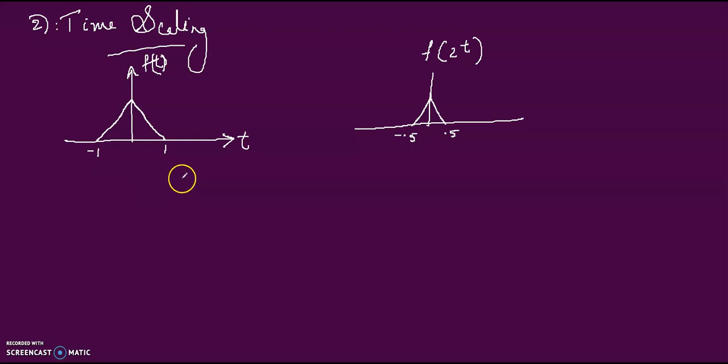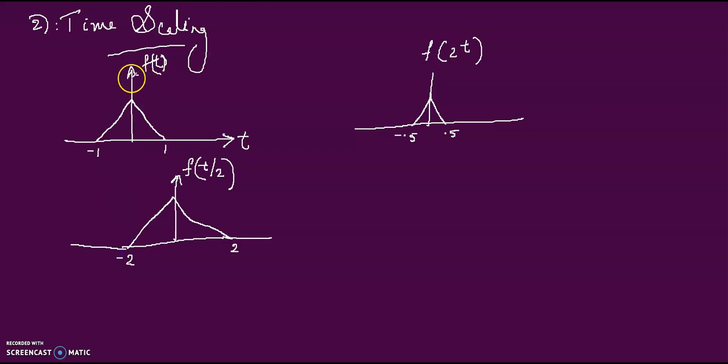And if we want to represent f of t by 2, with respect to this f of t, we can draw it like this. This becomes -2, 2. That is, the signal has expanded. Likewise, for time scaling, if t becomes 2t, the signal gets compressed, and for t by 2, the time axis gets expanded.